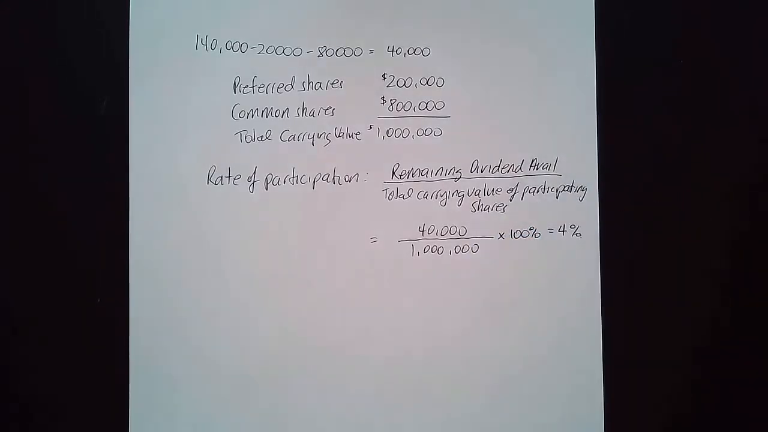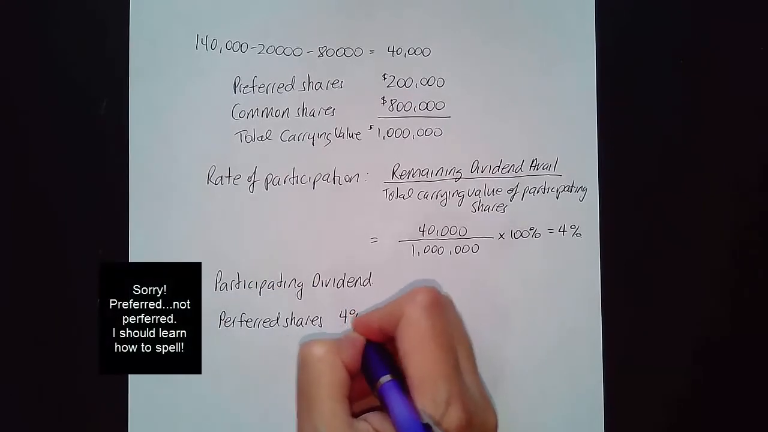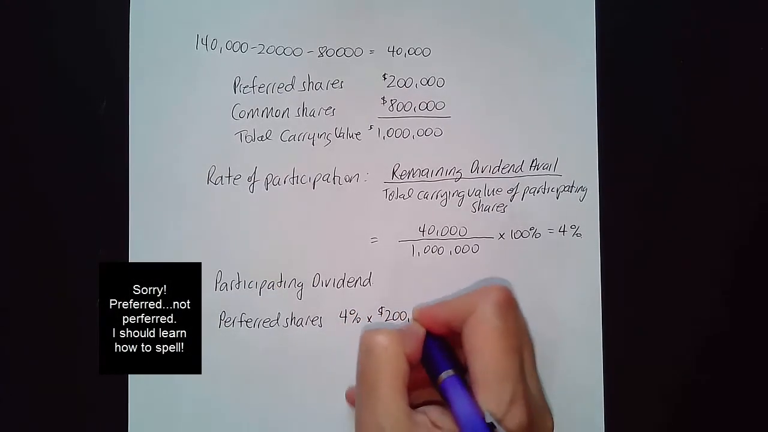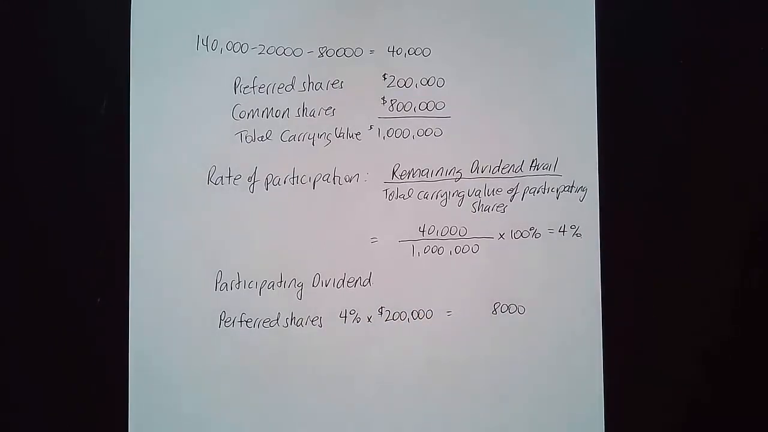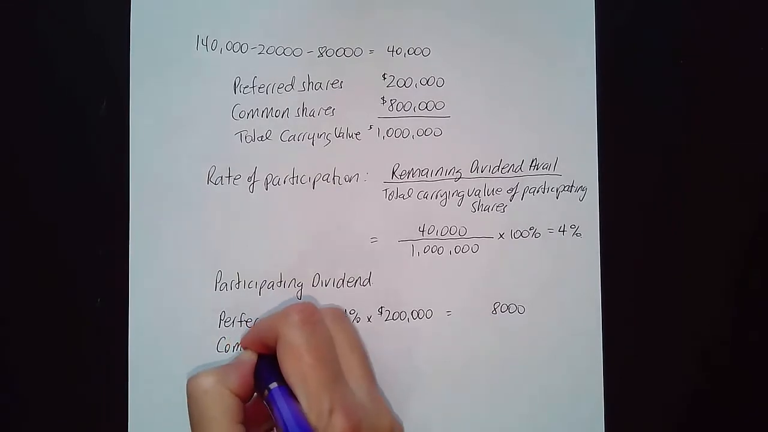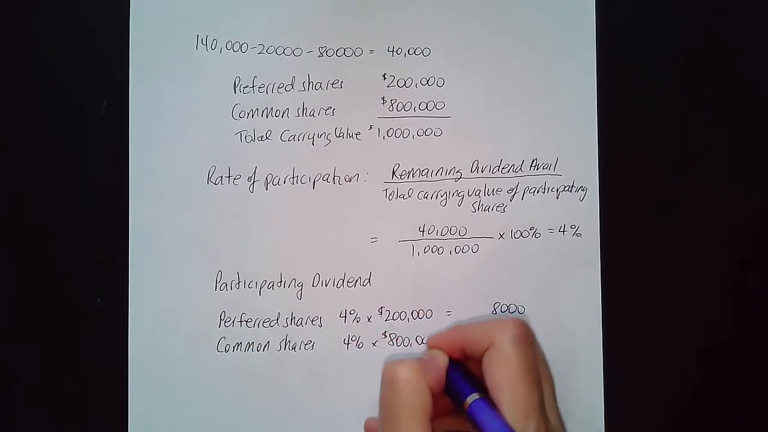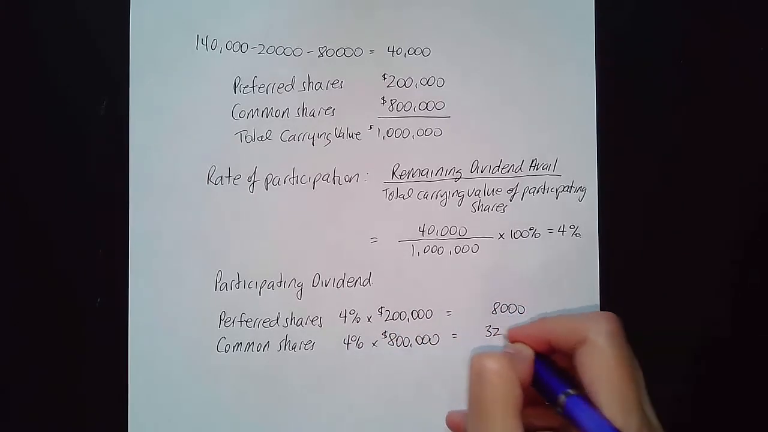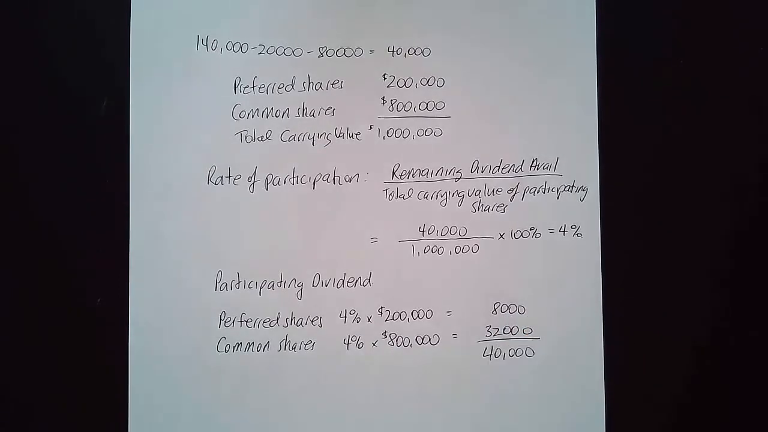So now that we know the rate of participation, we can use it to calculate the participating dividend. For the preferred shares, we're going to take the 4% and multiply it by the $200,000, their carrying value, which is equal to $8,000. The preferred shareholders will participate to an additional $8,000 of dividends. The common shares will take 4% multiplied by the $800,000 and that's going to be equal to $32,000. Add $32,000 and $8,000, we've got $40,000, which is the additional dividends available.